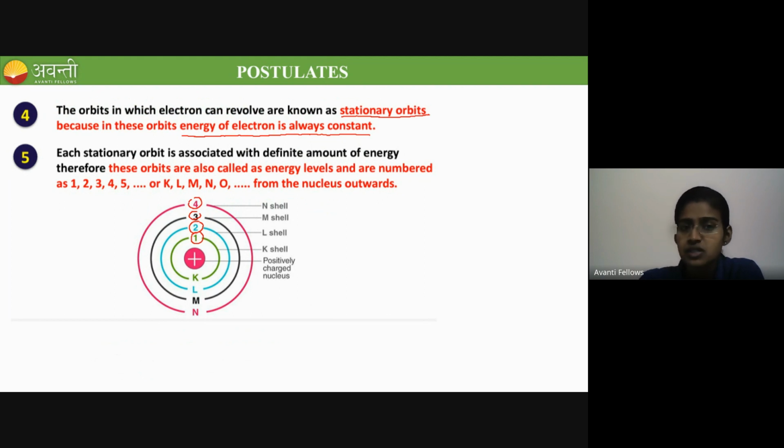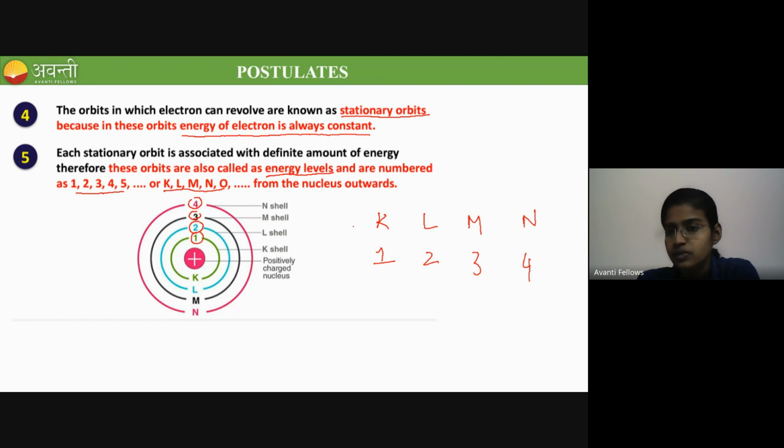And these orbits are also called as energy levels. Okay, and are numbered as 1, 2, 3, 4, 5 or K, L, M, N from the nucleus. Okay, we all know this, right? K shell, L shell, M shell, and N shell. So K shell is denoted by number 1, L by 2, M by 3, and N by 4. So it goes on. Clear?